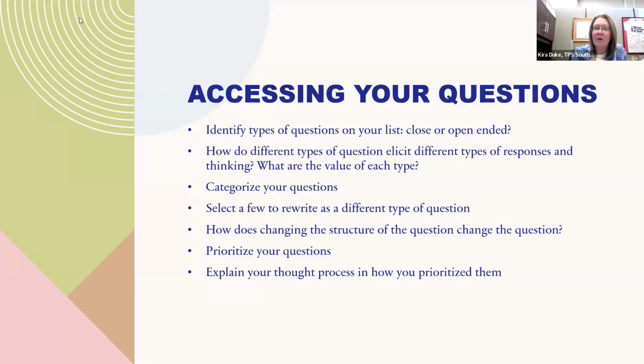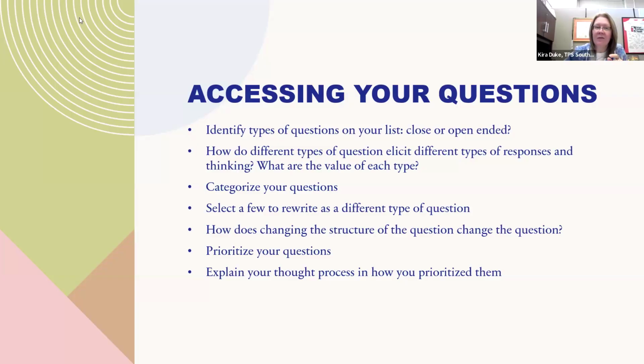You want to go through and categorize your questions. Again, are they open-ended? Are they closed-ended? Select a couple to rewrite and use as a different type of question. So maybe pick a couple that are open and make them closed, or vice versa. Then think about, with those you have rewritten, how does changing the structure of the question change the question? And lastly, you want to prioritize the questions. Again, what are the most important? We'll talk about some ways you might focus on that in a minute, and then explain the thought process behind that.